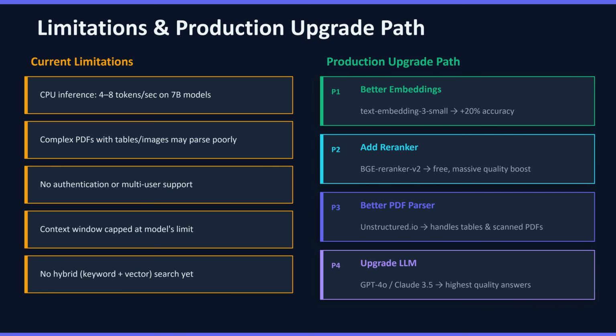Be completely honest about the current limitation of the system and then show how you upgrade if you want to take this toward production. Current limitation: first, CPU inference speed. On a 7 million parameter model, you get 3 to 5 tokens per second on CPU. For a 200 word answer, that is about 40 seconds of wait time. This is fine for personal use and demos, but not acceptable in a user facing production application.